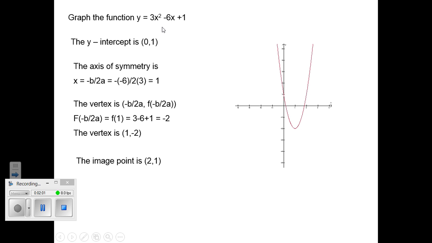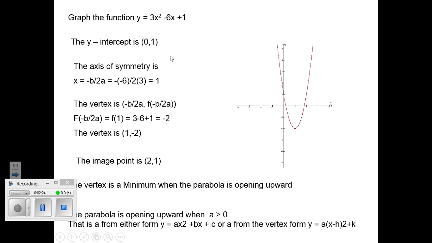In this form, you immediately get the y-intercept. The negative b over 2a gives us the axis of symmetry, and f of negative b over 2a gives us the vertex, and the a value tells us whether we're opening upward or downward. This immediately, you should know, has a minimum point because it opens upward. That's stated down here: a parabola is opening upward when the a in either form is positive.